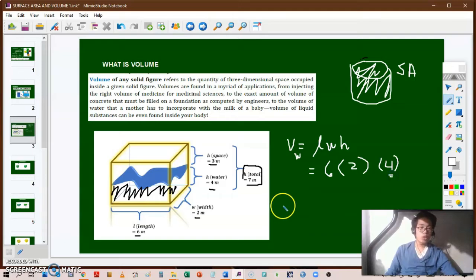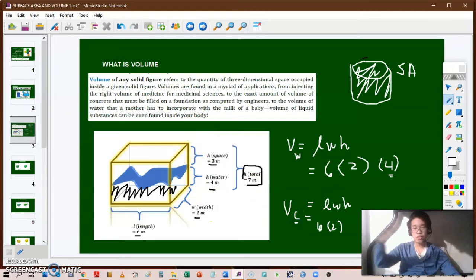Let's say we want to know the volume of the entire container itself. Same formula: we need the length, the width, and the height, and the length and the width are the same. So that's 6 meters and 2 meters, but the height of the container is not 4 meters, and it's not 3 meters, but 7 meters, because that's the total height of the container.